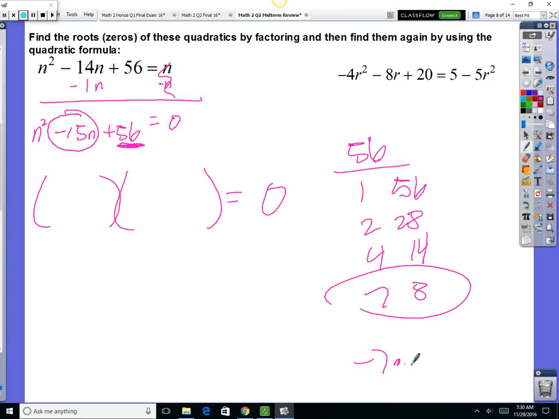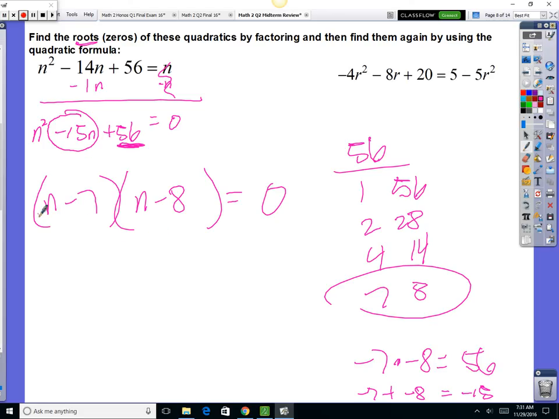If I do a negative 7 times a negative 8, that is a positive 56. But if I do a negative 7 plus a negative 8, that is a negative 15. So, there we go. (n - 7)(n - 8), that's how it will factor. Now look, you've got to find the zeros. You've got to find the roots.